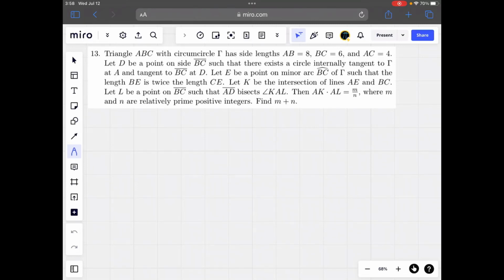Triangle ABC with circumcircle T has side lengths AB equals 8, BC equals 6, and AC equals 4. Let D be a point on side BC such that there exists a circle internally tangent to T at A and tangent to BC at D.